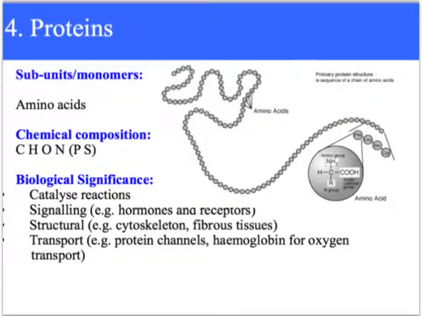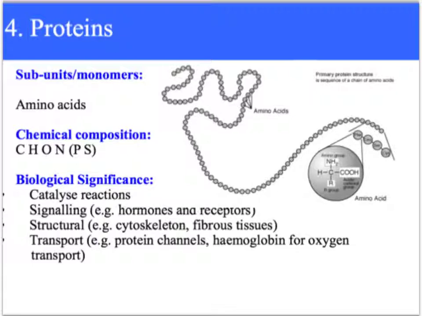Okay, so the proteins. To be honest, these are probably my favourite biomacromolecule. Don't know why, I just really like learning about these guys. So their subunits or their monomers are amino acids. Their chemical composition, they are organic, so they've got carbon and hydrogen, also usually contain oxygen. These guys also have nitrogen, phosphorus, and sulfur. Their biological significance, these guys are really important.